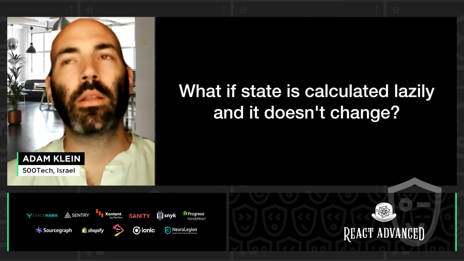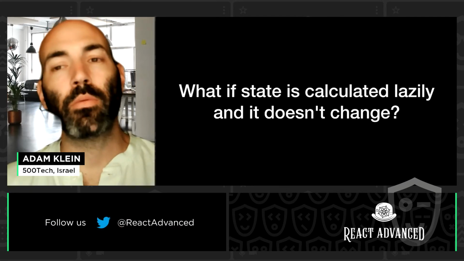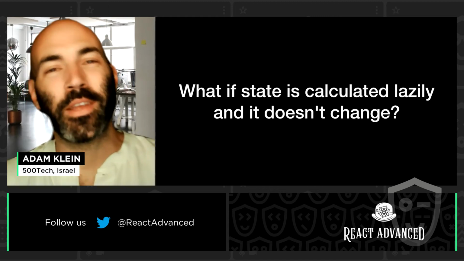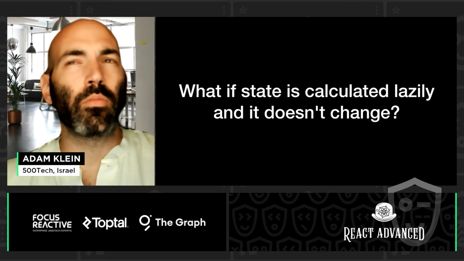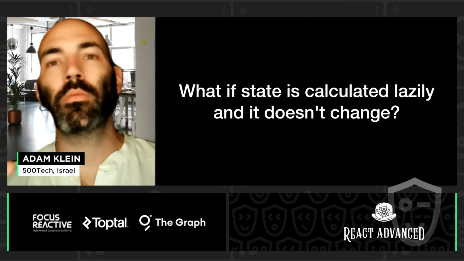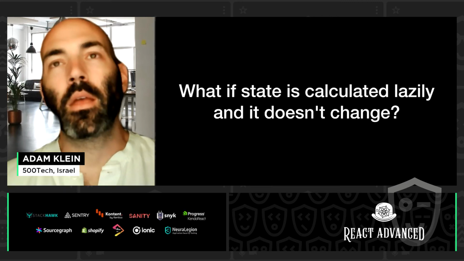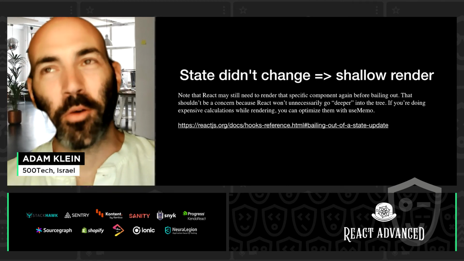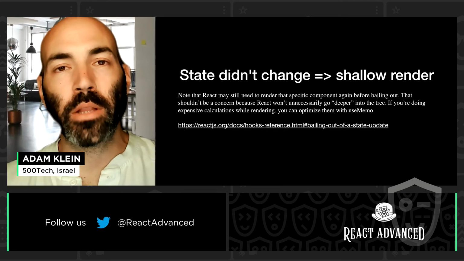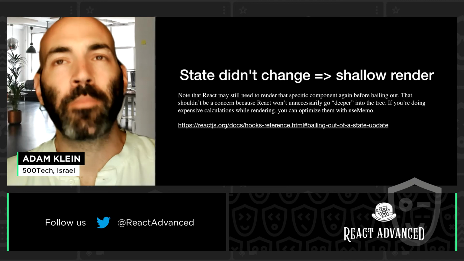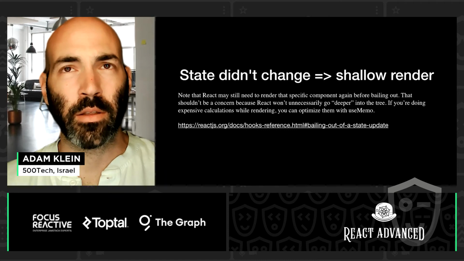So what if we calculate the state lazily, but still it doesn't change? React didn't do the eager calculation. It did it lazily, but still it didn't change. So does it still re-render everything, even though the only thing that happened was we updated a state to the same value? Long question, short answer, no. It will not continue to re-render. It will just do a shallow render of this component. And if it finds out that nothing actually changed, it will stop there. You can also check out the React documentation that explains exactly this.